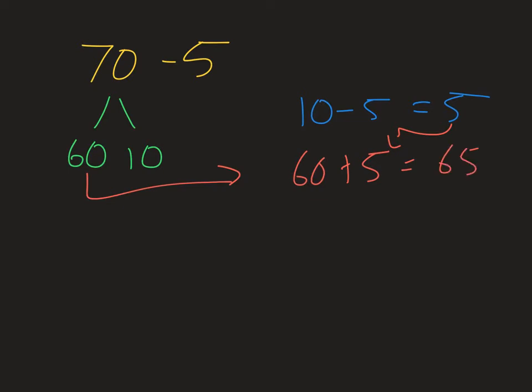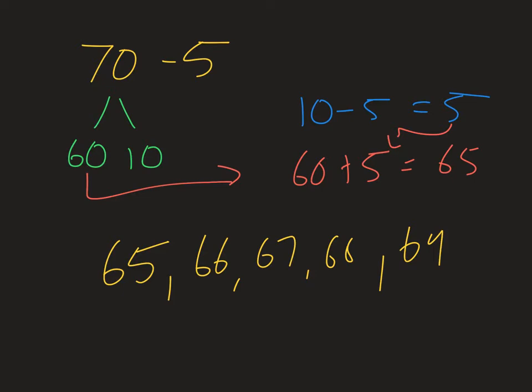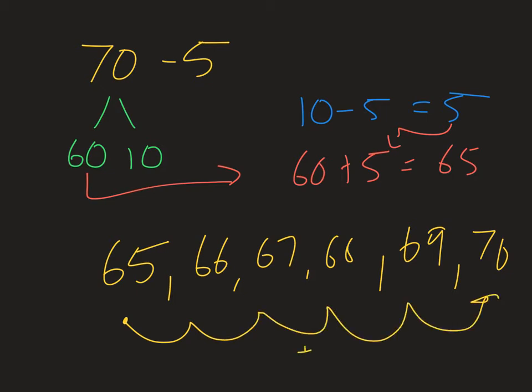And if you want, you can double check to see if that's correct by counting up from 65. 65 plus 1 is 66, plus 1 is 67, plus 1 is 68, plus 1 is 69, plus 1 is 70. From 65, we move up 1, 2, 3, 4, 5 spaces, plus 5 to get to 70.